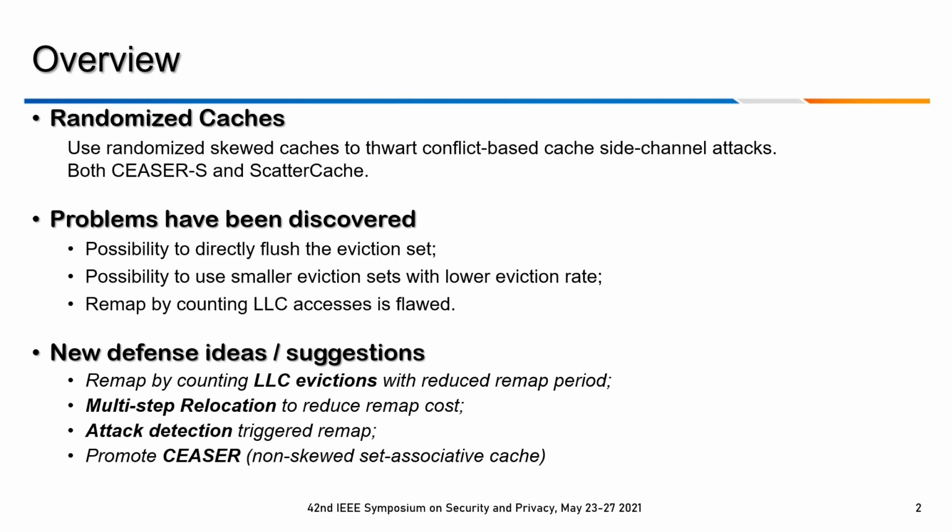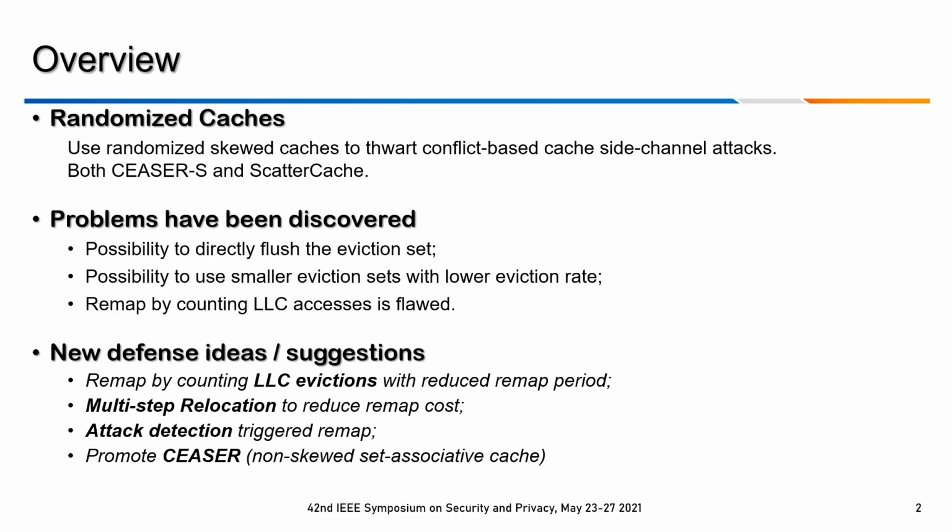Randomized caches have recently been revived as a promising defense technique against contention-based cache side-channel attacks, targeting the last-level caches. Two of the latest papers, CEASER-S and ScatterCache, were published at nearly the same time. They both use randomized skewed caches to thwart the remaining attacks against the randomized set-associative caches. However, after detailed analysis, a number of issues have been discovered.